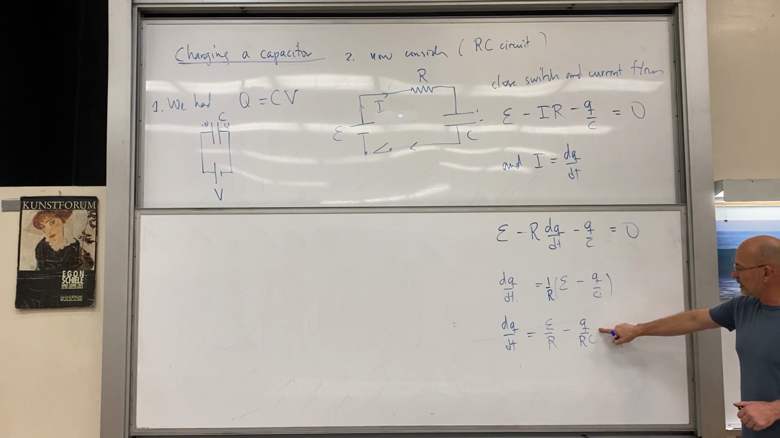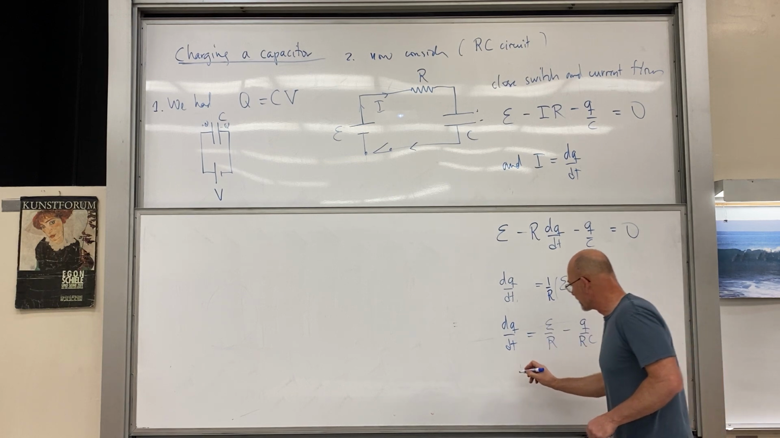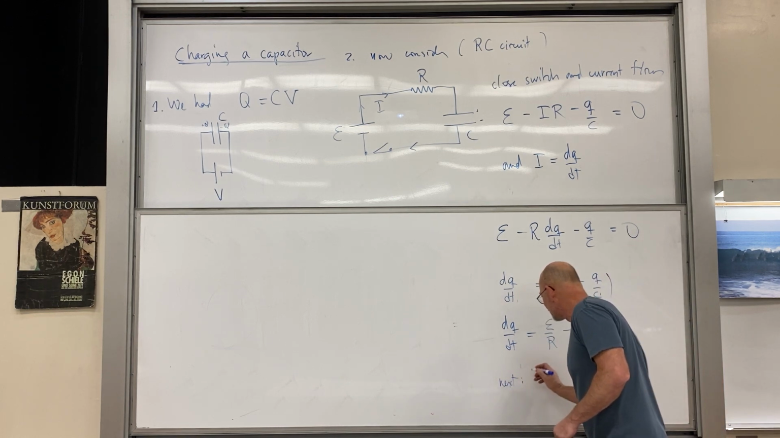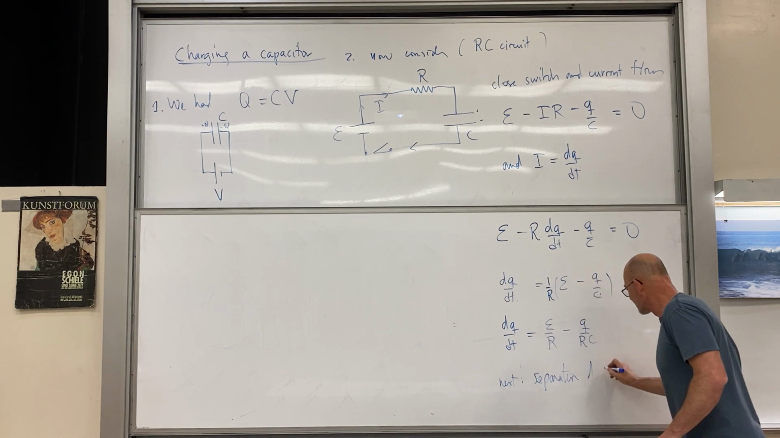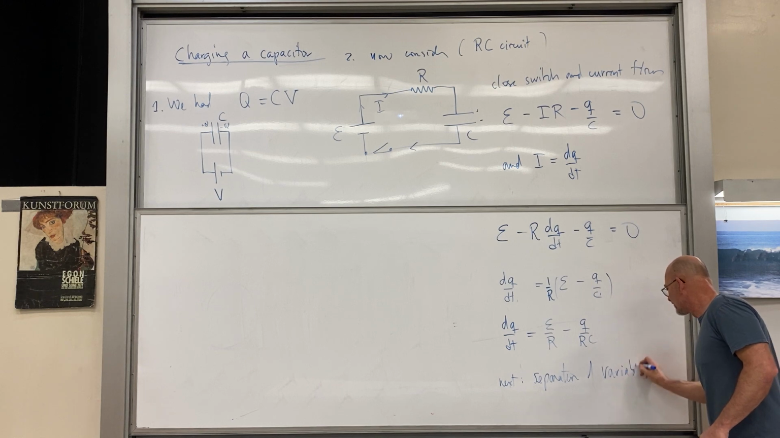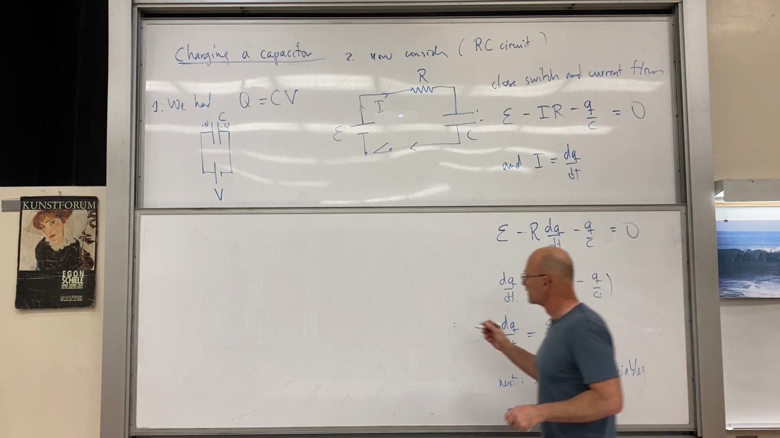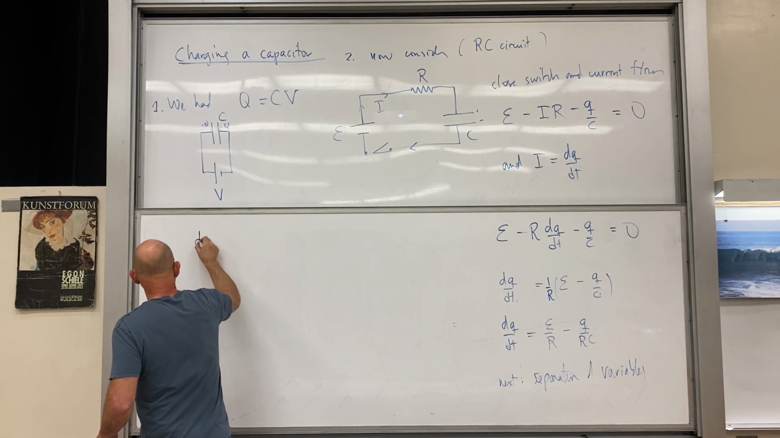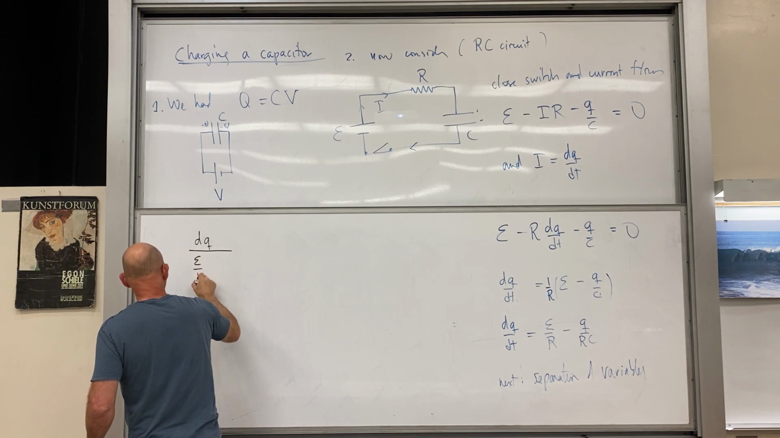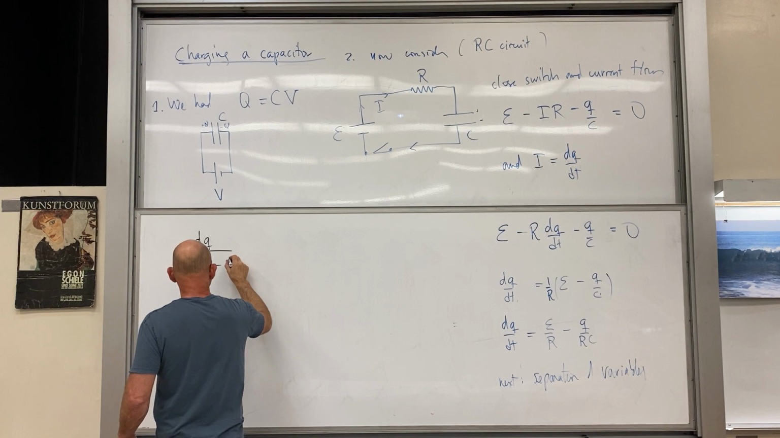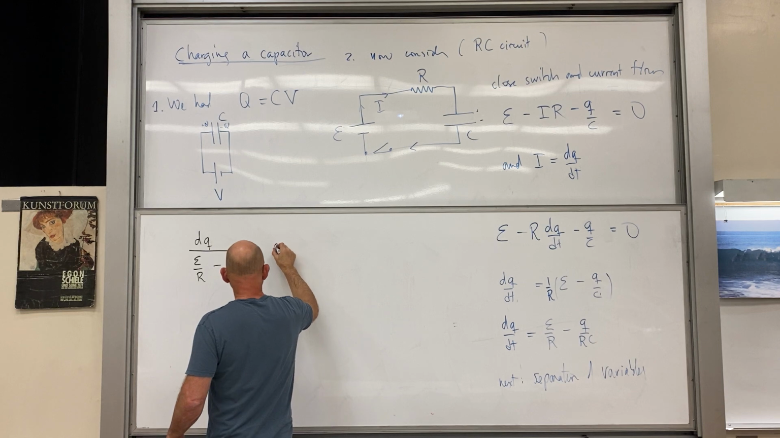So the next thing we're going to do is what's called separation of variables. We're going to have the dQ and the dt separated. So we'll have dQ over E over R minus Q over RC is equal to the dt.